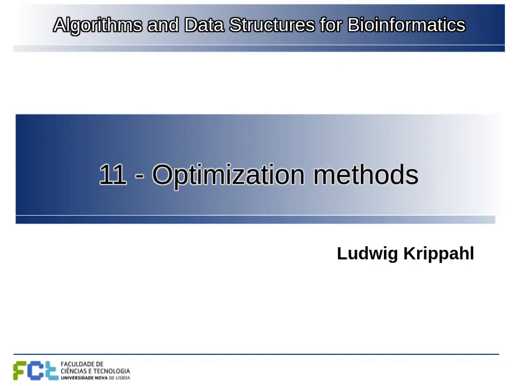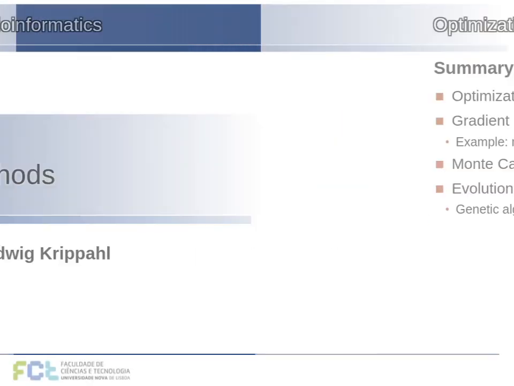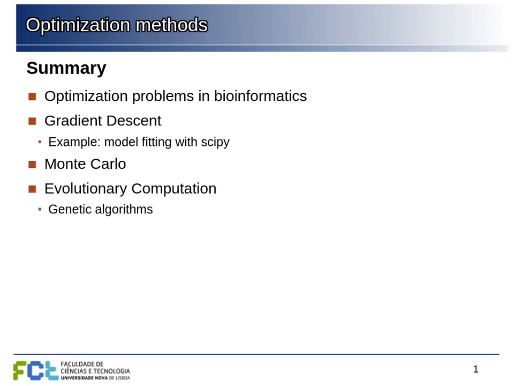In this lecture, we're going to look at some optimization methods used in bioinformatics, in addition to what we saw before with dynamic programming. So we're going to look at gradient descent, which can be used when we have a target function that has a continuous derivative, for example, a quadratic error function, and we're going to look at that example to fit parameters to a model using the SciPy library.